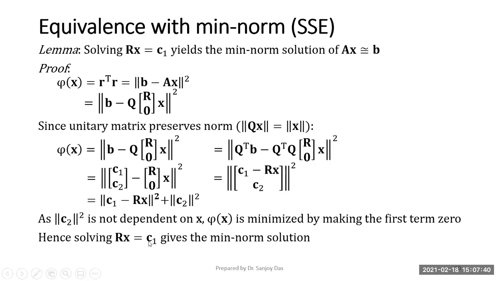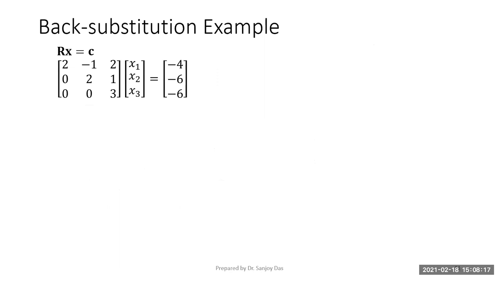But solving this Rx equals C1 after doing the QR decomposition is the new method that we are seeing. So both using the QR decomposition and the min norm solution, which you can solve using the pseudo inverse, will give you the same answer, the same solution. Okay, both are equivalent. Questions? No, it is clear. Okay.